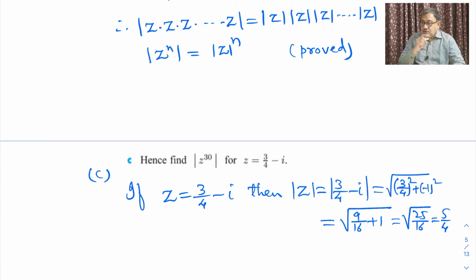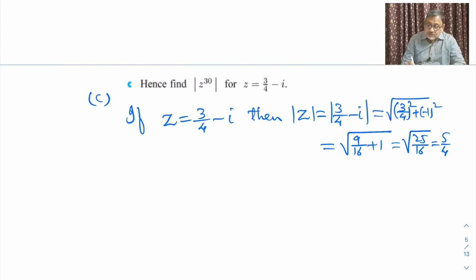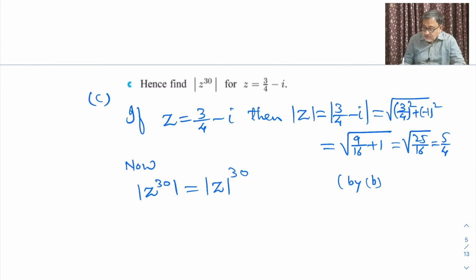Now z to the power 30, that we have to find. So modulus of z to the power 30, we know that we can write it as modulus of z bracket to the power 30 by b. In the b part we have already shown this. Now modulus of z we already have, it is 5 by 4. Look here, modulus of z is 5 by 4. So that to the power 30. And I'll find it by calculator.